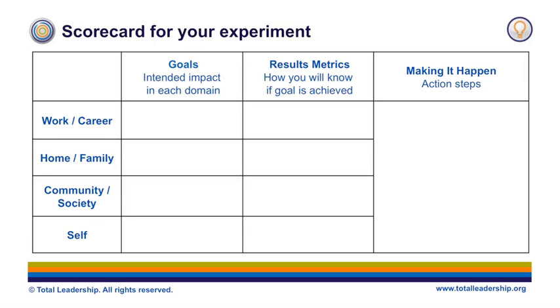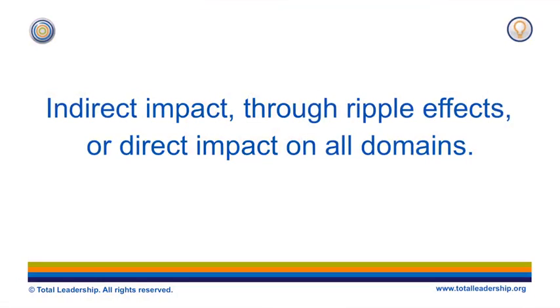It's essential that you have a goal for each domain. 2 or 3-way wins are very nice, but to gain the benefit of our course, again, you've got to try for all 4. 4-way win. And as I discussed last week, this impact that you're planning to have can be either direct or indirect.